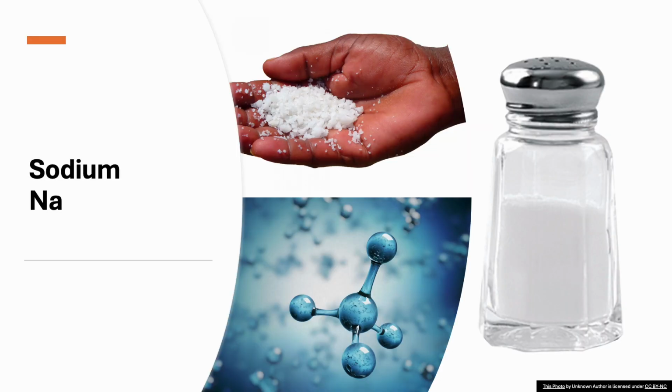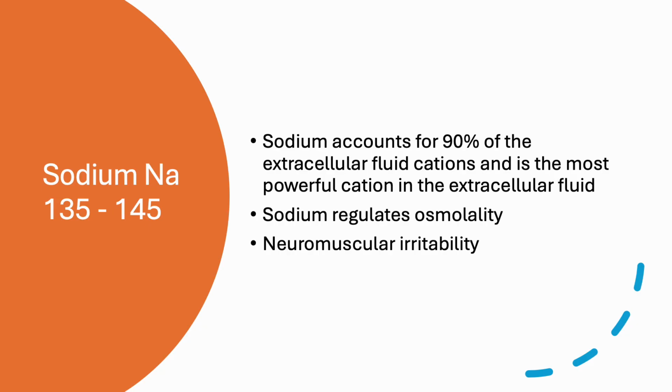Now we're going to move on to sodium. Sodium normal values are generally 135 to 145. Sodium accounts for 90% of the extracellular fluid cations and is the most powerful cation in the extracellular fluid. Sodium regulates osmolality, which is interstitial and intravascular fluid volume. Sodium works with potassium and calcium to maintain neuromuscular irritability for conduction of nerve impulses.